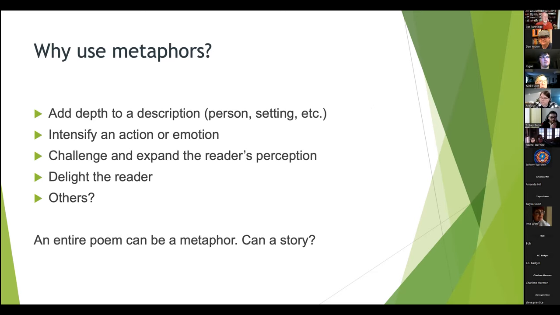So why use metaphors in your writing? Well, they add depth to a description of a person, a setting, or an emotion. They can also intensify an action or emotion. They typically challenge and expand the reader's perception of what you're saying. And I think, truthfully, metaphors are among the greatest delights of writing and being a reader. Does anyone else want to contribute why they think someone would use a metaphor? Is there anything I'm missing here? Variety. Variety's good. Right, Johnny.